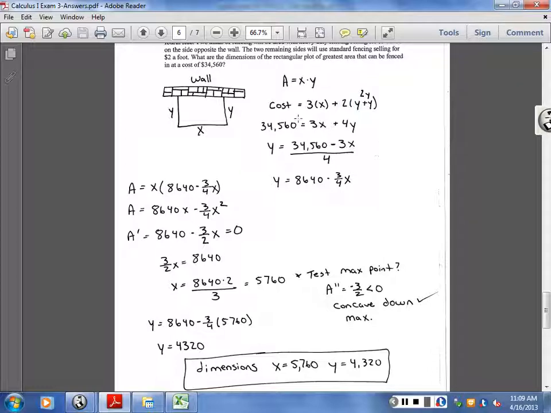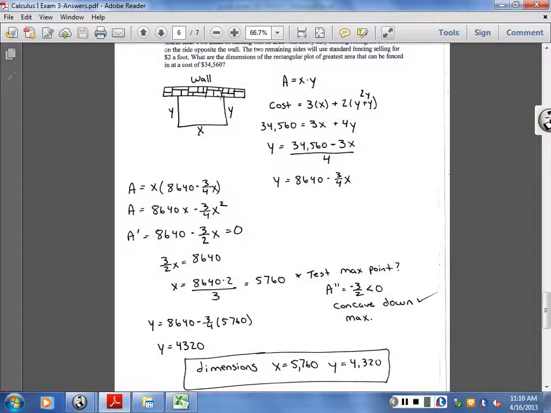What would be your perimeter? Well, I put 2x plus 4y. I didn't know where to put the wall. I didn't know if the wall... It didn't matter. No. If you put it over here, then you're just switching the x and y.